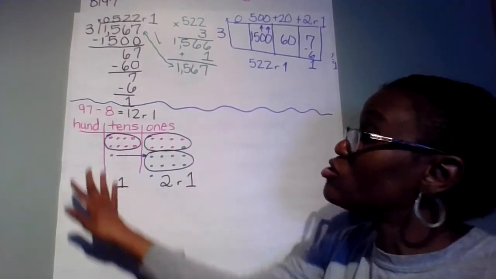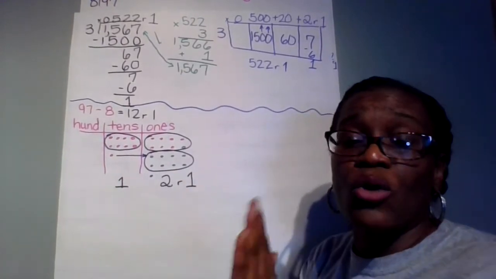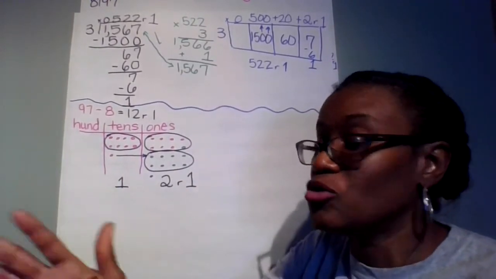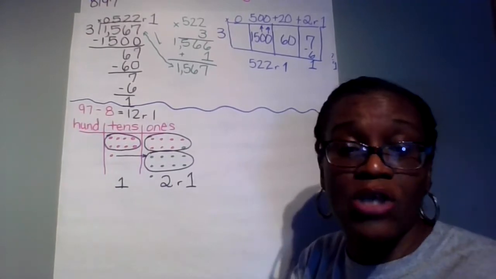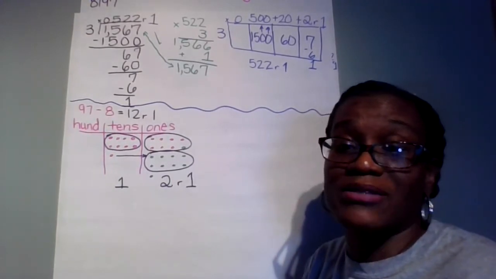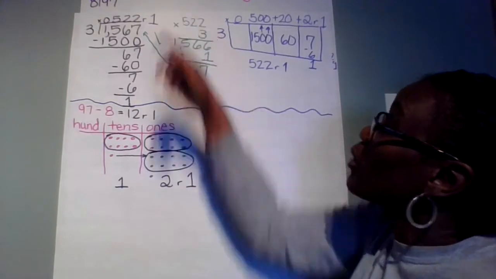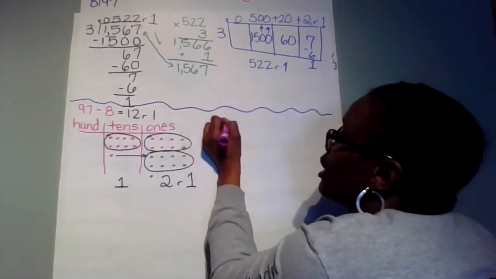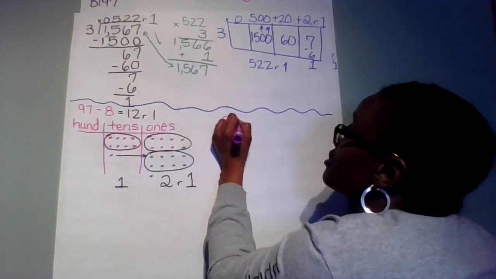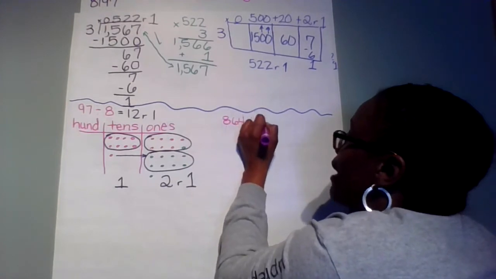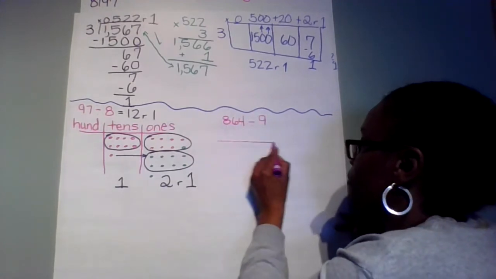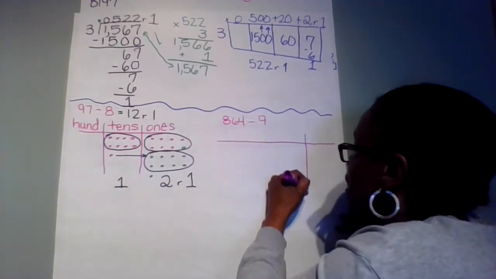So again, this is your place value strategy, which is great for scholars that do not know their multiplication facts or for your special ed scholars. So let's move on quickly and let's do 864 divided by 9. Again, draw my place value.